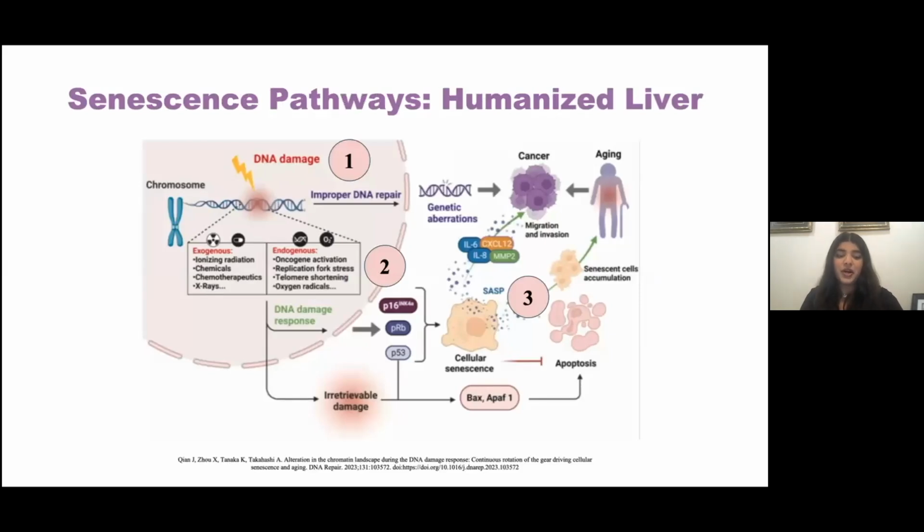From there, we wanted to see whether we can pinpoint these senescence pathways within the humanized liver. So I mentioned a variety of different senescent pathways that have a role to play within the cell, but we really wanted to focus on three main ones. The first of which is DNA damage, when DNA damage happens in the cell itself. Number two is when oncogene activation happens, and this leads to the proliferation of cancer cells. And number three is when the SASP, or senescence-associated secretory phenotype factors, are activated within the cell itself, causing senescence.